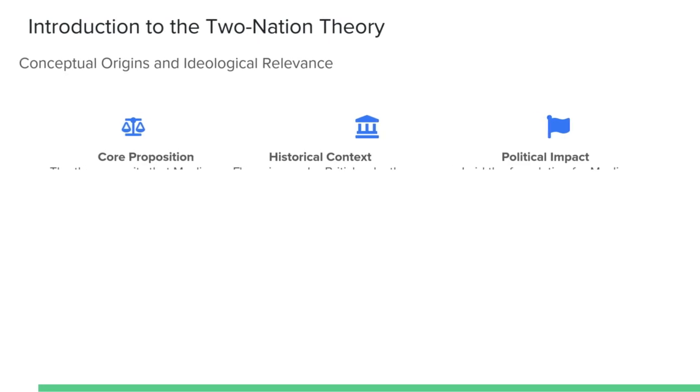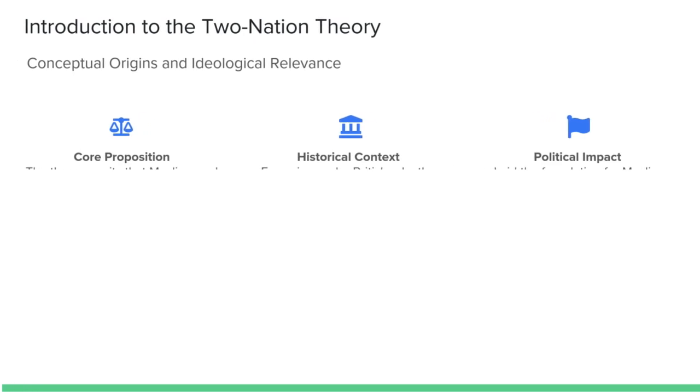Two nation theory argues that Hindus and Muslims in colonial India functioned as separate nations. It was not just a religious assertion, it encompassed different cultural values, languages, and histories.